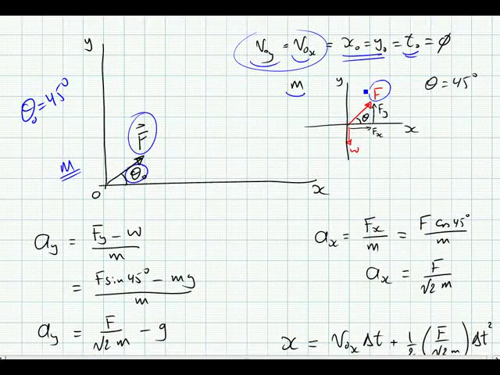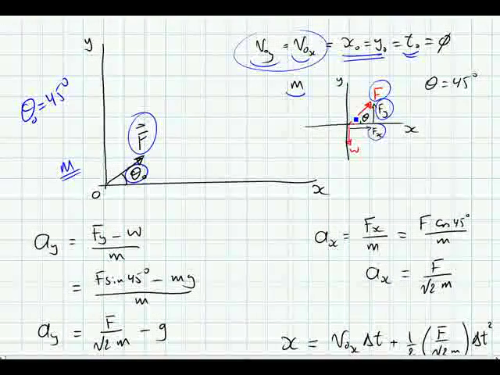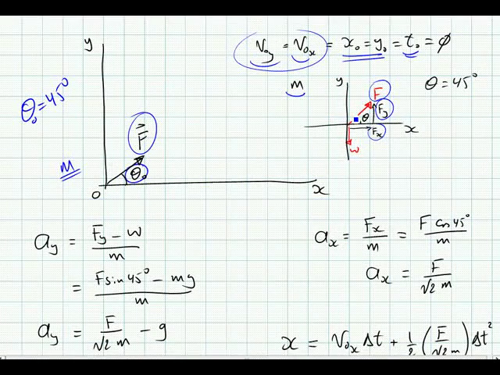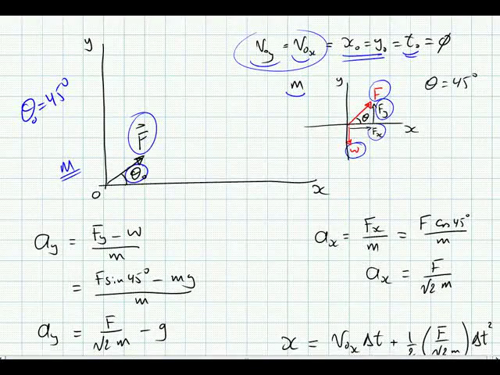If we do a free body diagram for our object which has mass m, we have force F acting at theta degrees to the x-axis. We can decompose our force into Fx and Fy, its x and y components respectively, and of course our weight vector W.